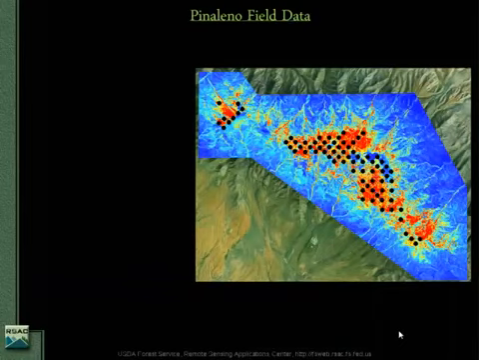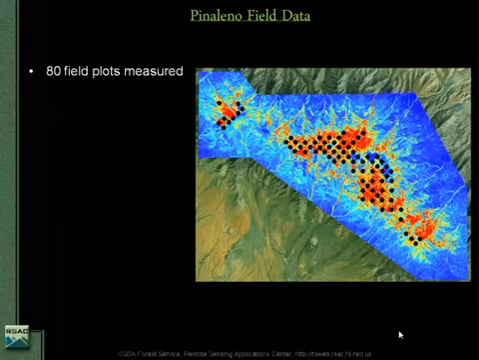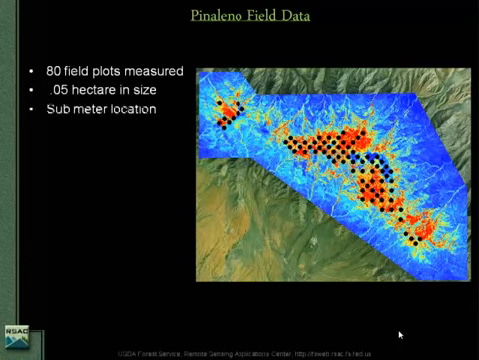So 80 field plots were collected across 85,000 acres. Now the colored image there is our canopy height model, colored cold to warm. So you can see that all the tall vegetation is sort of in the center in the upper elevations, and that's where they really wanted to focus the study. They were fixed plots, about a 1/10 acre in size.